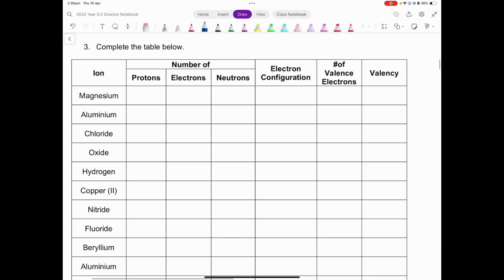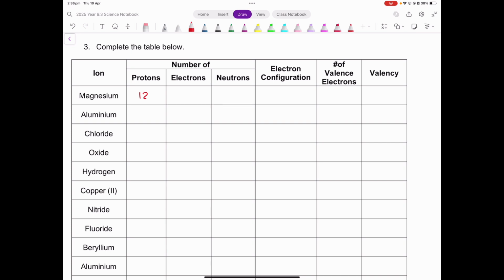Final thing. This table below is our piecing together of all of the skills that we've been working on so far. So we're going to do magnesium together right now. If you're feeling confident though, please feel free to jump on. Aluminium is in there twice and that's okay. So, number 1, I want you to look at magnesium on your periodic table.